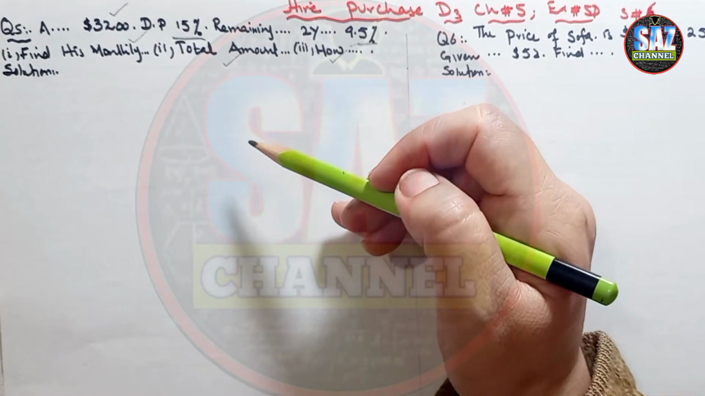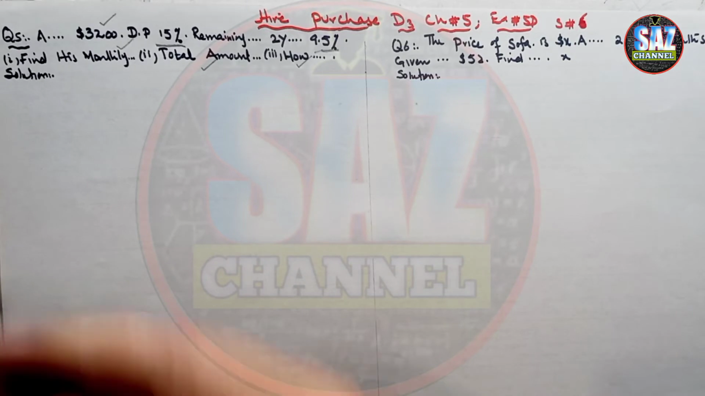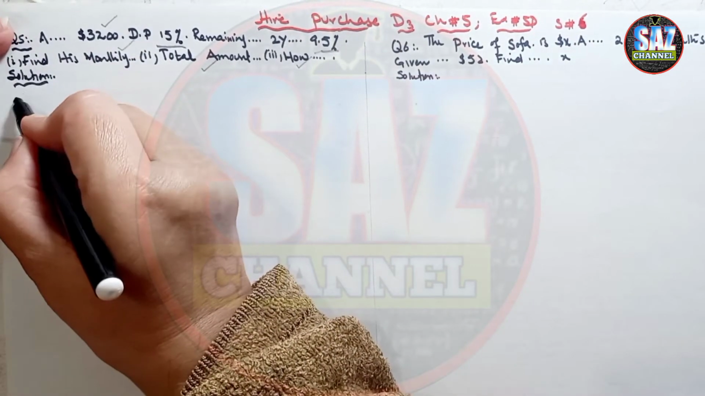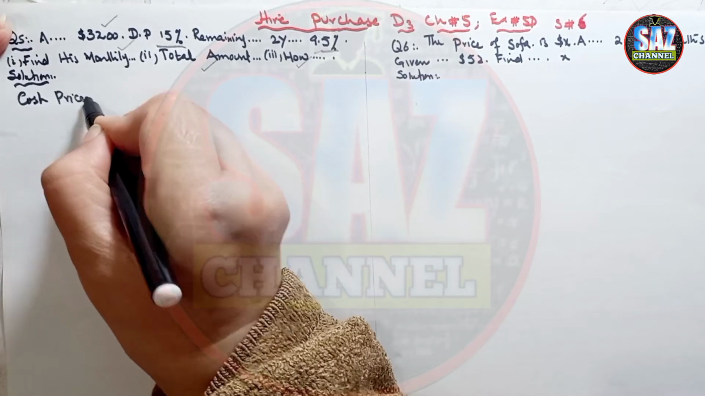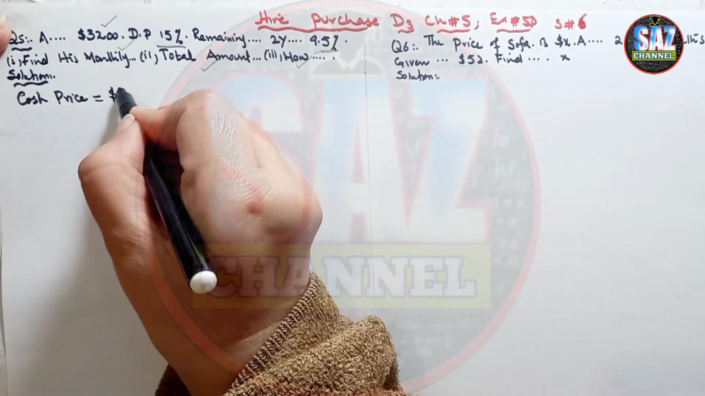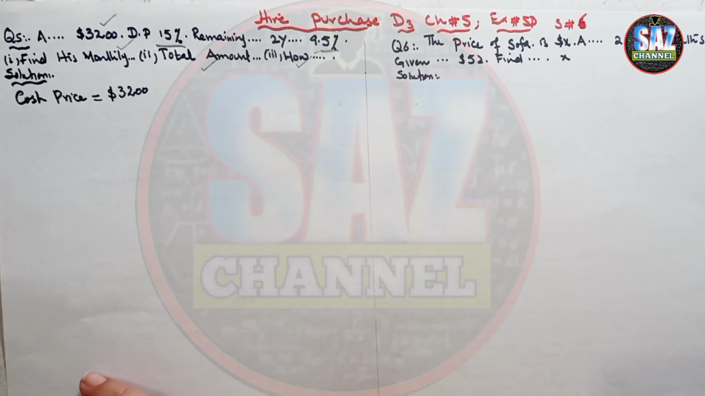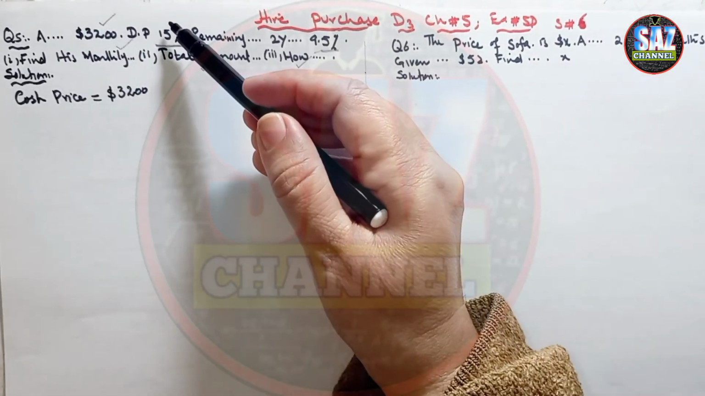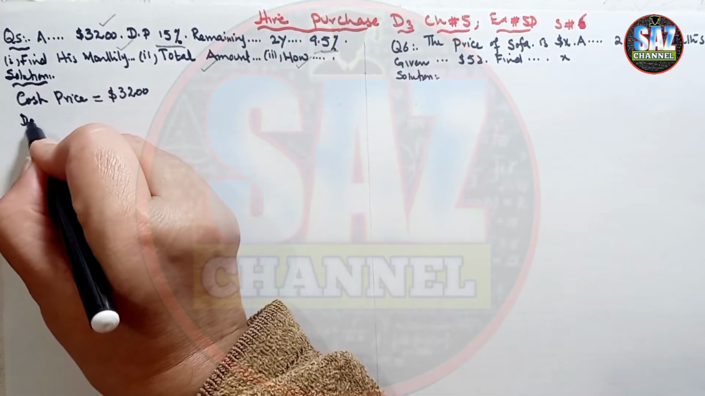First of all, the cash price is given. Cash price is $3,200. Now, this man is buying this computer on hire purchase conditions. As we know, for hire purchase we have to give some amount as a down payment, but that down payment is not given, only the percentage of down payment is given. So we have to first find the deposit or down payment.